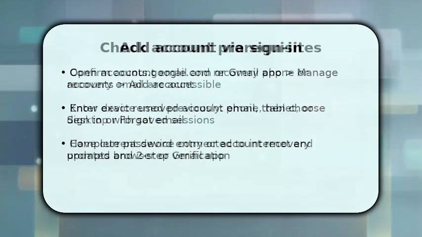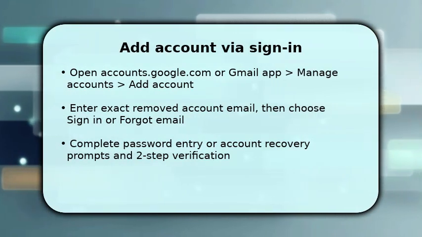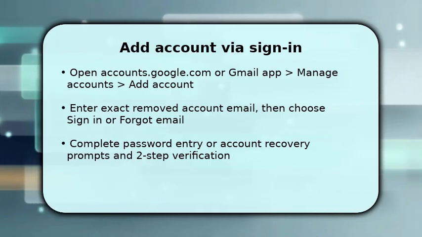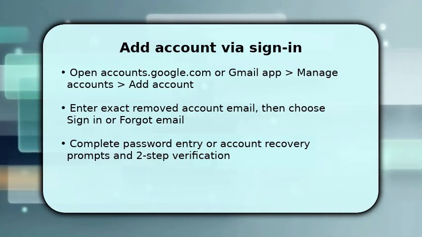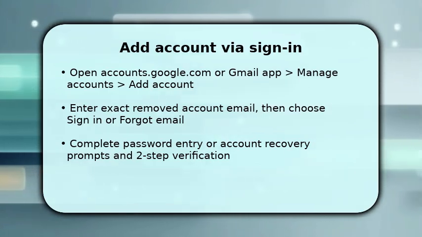You proceed by selecting Add Account in the Gmail app or visiting accounts.google.com. Enter the exact removed email address. If you can't remember it, pick Forgot Email and follow prompts. Next, provide the password. If it fails, choose Try Another Way to trigger recovery options.